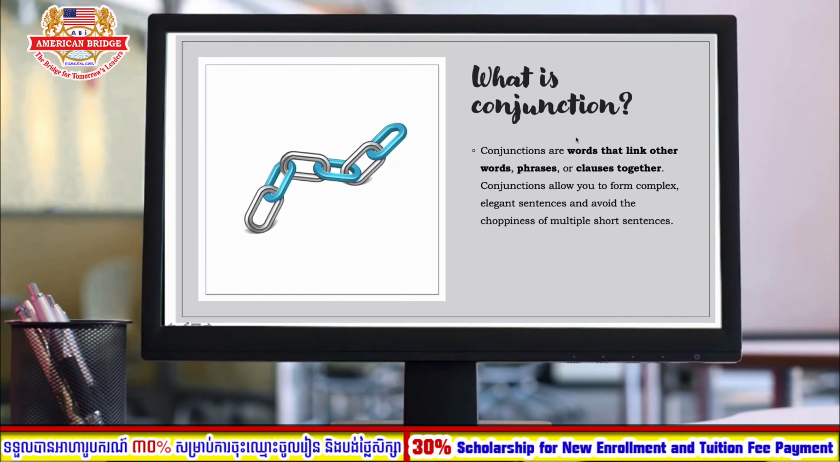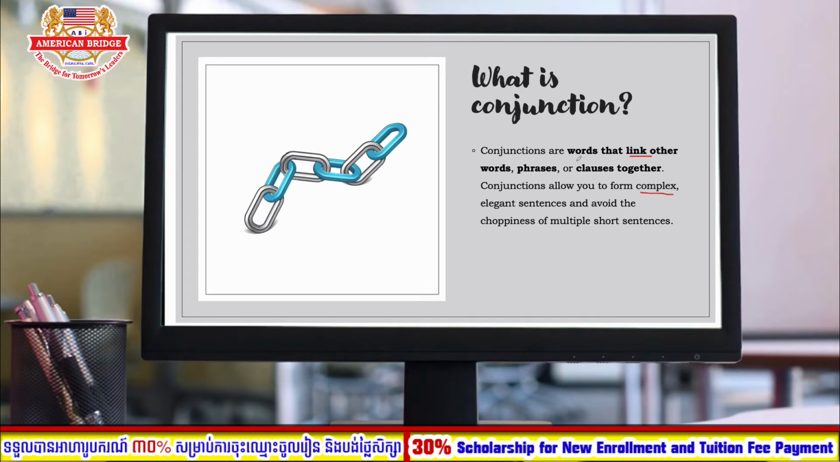So let's look at the first question that we show on the content there. So what is conjunction? The definition of conjunction refers to words that link other words, phrases, or clauses together. Conjunctions allow you to form complex, elegant sentences and avoid the choppiness of multiple short sentences. So these answer the question, what is conjunction and the purpose of the conjunction.